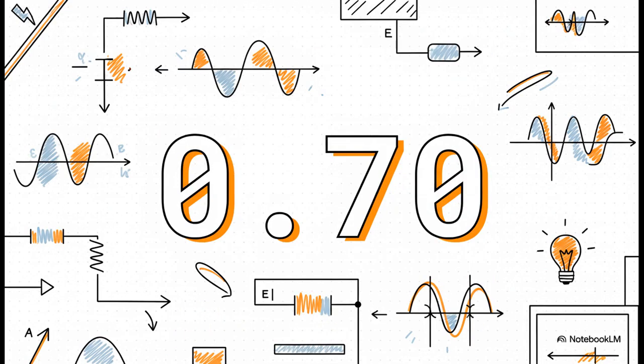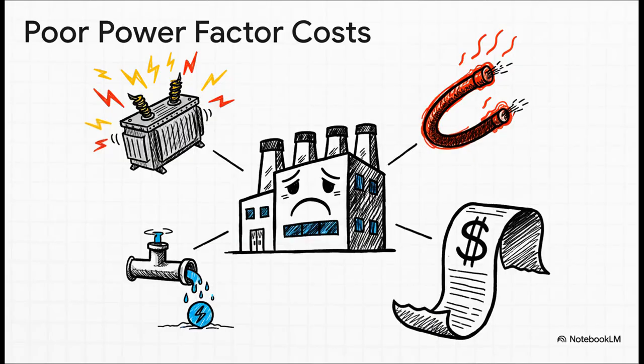So the key metric here is the ratio of useful power to total power, and this is called the power factor. Ideally, you want a power factor of 1, which means 100% of the power is doing useful work. But a poor power factor, like this 0.70 you see here, well, that means only 70% of the power being supplied is actually useful. The other 30% is just reactive power, basically sloshing back and forth in the wires doing nothing productive. And a bad power factor has very real-world consequences.